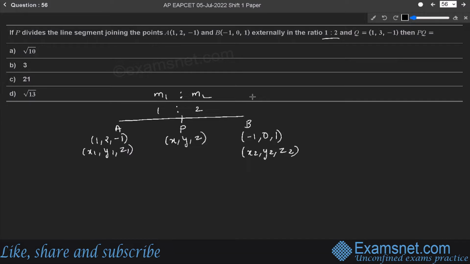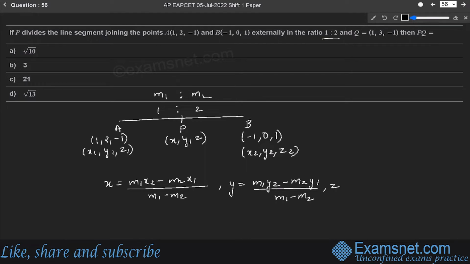By using the section formula, X is equal to M1X2 minus M2X1 divided by M1 minus M2, and Y is equal to M1Y2 minus M2Y1 divided by M1 minus M2, and Z is equal to M1Z2 minus M2Z1 divided by M1 minus M2.